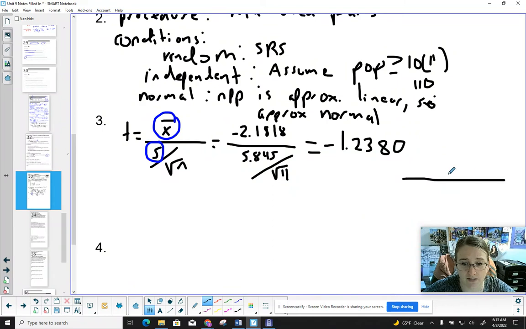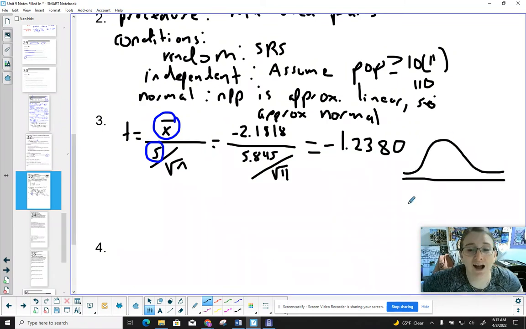I highly recommend this, guys. If you have been skipping drawing your bell curve and shading your area, it's not technically required, but it's our visualization of our bounds that we need for TCD. Now, again, here is 0 right at the center. So where would the negative 1.238 go? To the left, right? Here's my t-score, and it's negative.